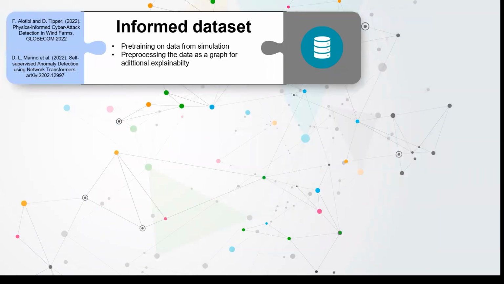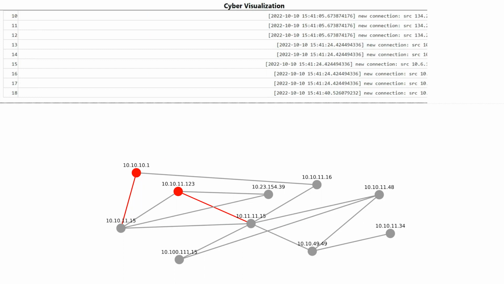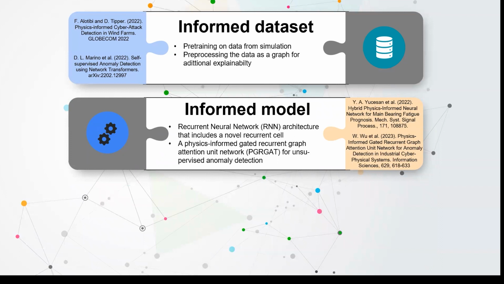There are various interesting techniques in the literature for informed deep learning. For informed data, we can highlight pre-training of the network with simulation data and graph-based pre-processing of the dataset for improved interpretability. Here are some examples of informed architectures that leverage prior knowledge about the domain that are applied.